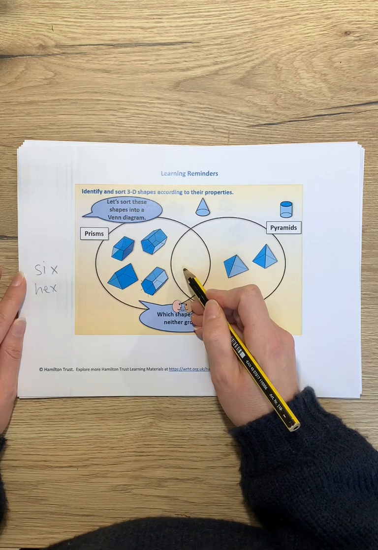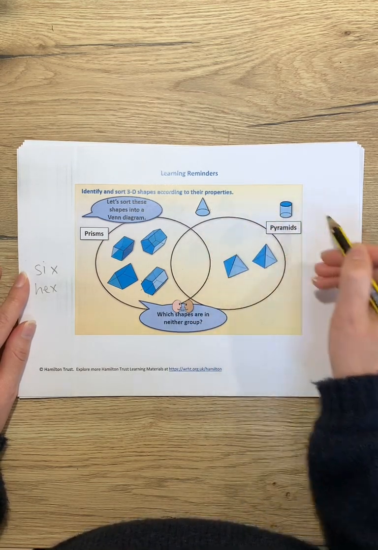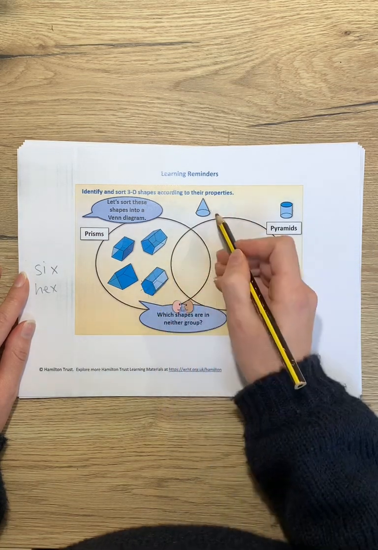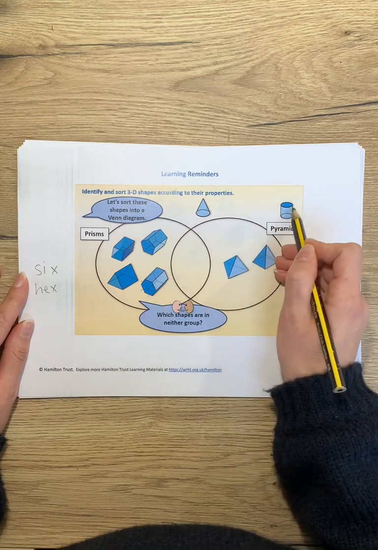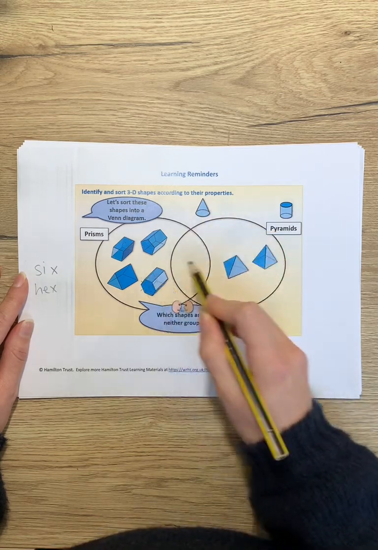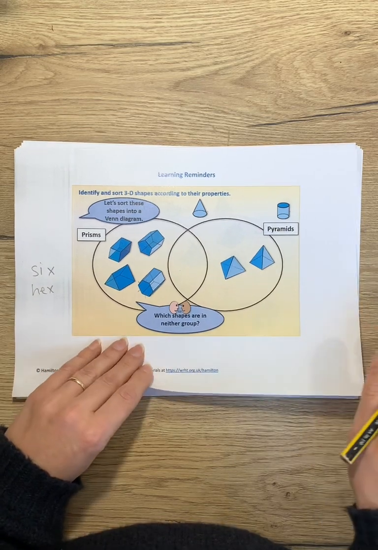But the other section of the Venn diagram to think about is the outside, and you'll see 2 shapes here which don't fit into either of these categories. So can you name this shape here? It's a cylinder, no, this one's a cylinder, sorry, well done if you said cylinder, and this one is a cone. So they don't have the properties of either prisms or pyramids, therefore they're on the outside.